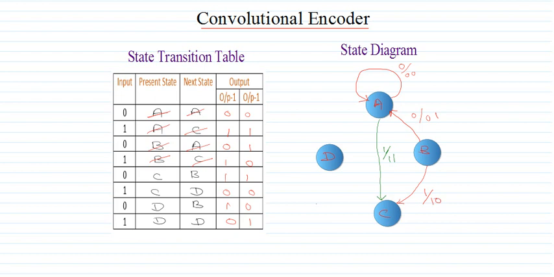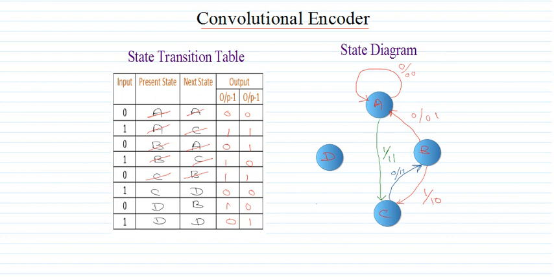Similarly, we will move from state C. From state C we are moving to state B, C to B. Let me just mark this line. We're moving like this. Arrow marks are important here. C to B with an input of 0 and an output of 1 1.